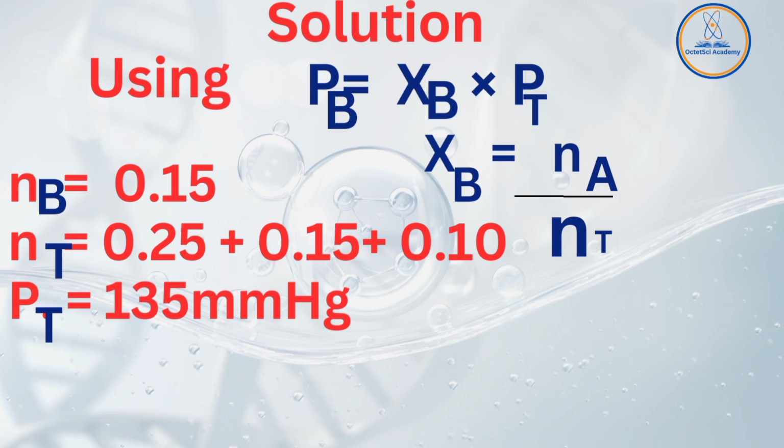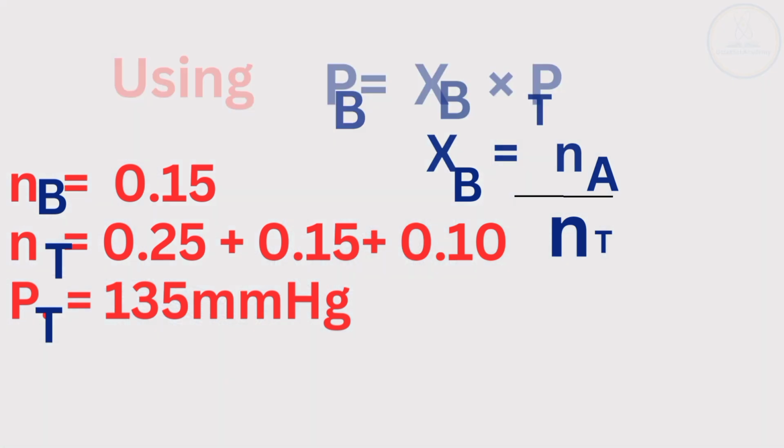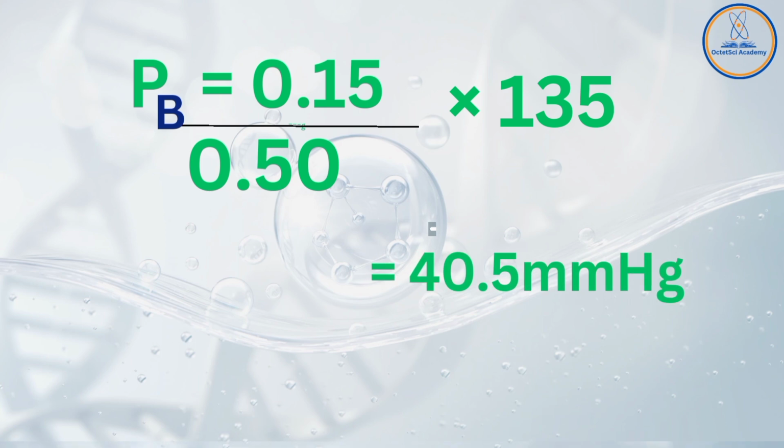Now for the second gas, which is oxygen, the number of moles is 0.15 with the total number of the moles, and then PT, which is given as 135. So we substitute the values: 0.15 divided by 0.50, the total moles, times 135, the total pressure that is given. We have 40.5 millimeter mercury for the second gas B.